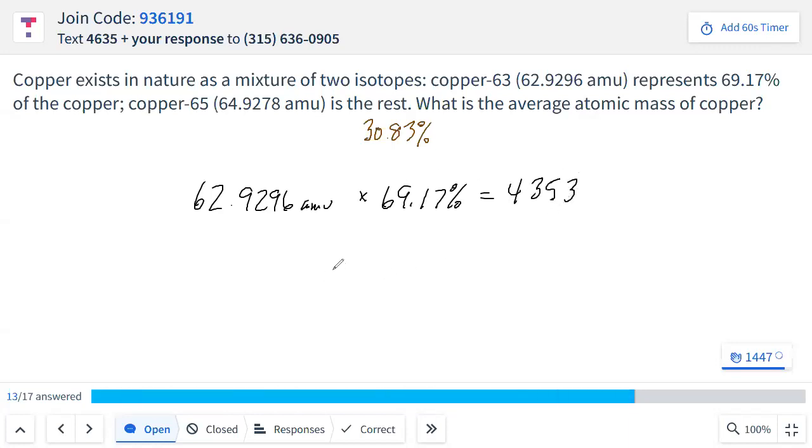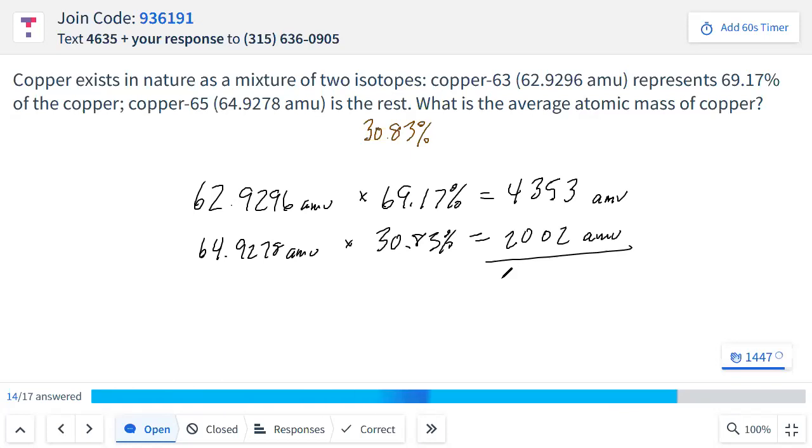$43.53. And then we have 64.9278 AMUs times 30.83%. And the 4 significant figures, that one is 2002. If I add those together, I get 63.55.